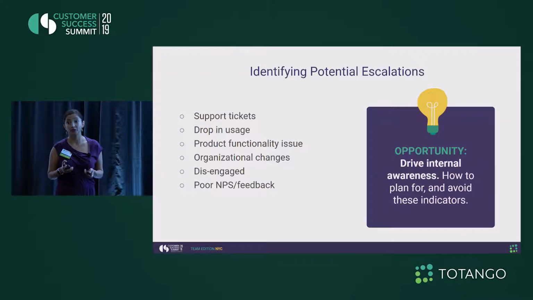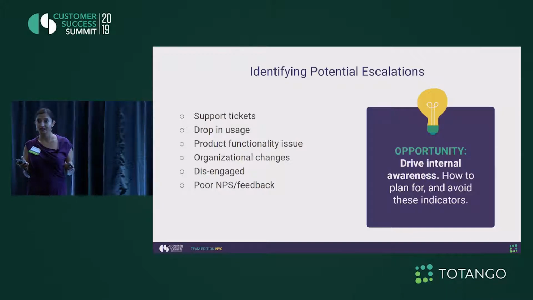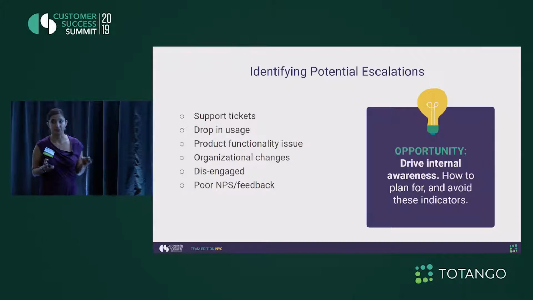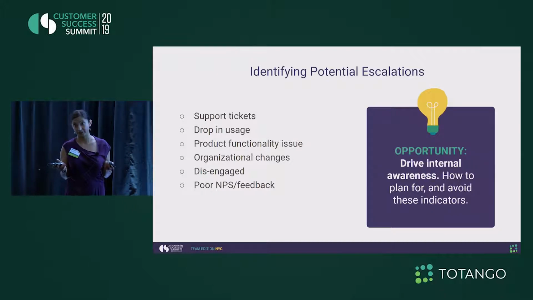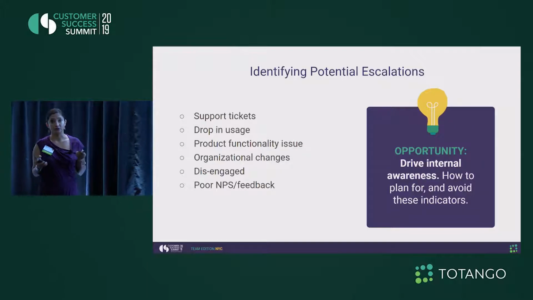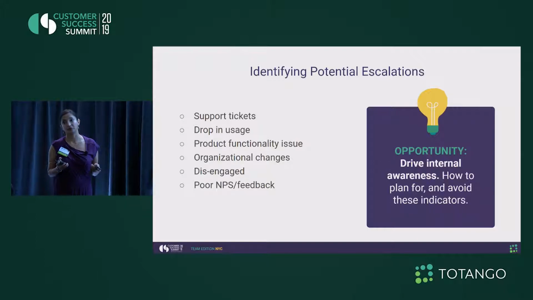So for example, a critical support ticket is submitted. What does that mean? That obviously means that there's some friction between your customer and the product or service that you're delivering. And so because of that, you either have a critical support ticket that's been open for too long or a critical support ticket that is continuing to have a lot of back and forth. That is going to potentially lead to an escalation.